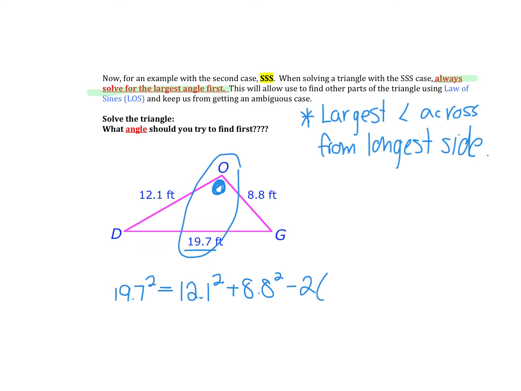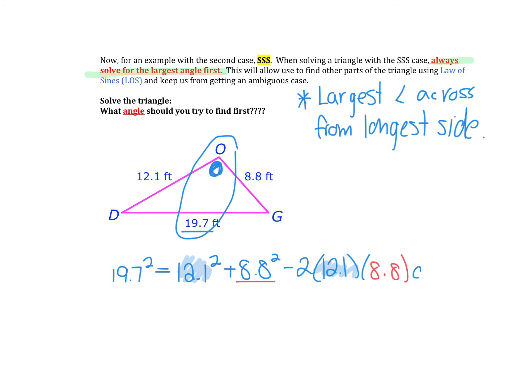minus 2 times. Now at this point, my eyes are looking back to over here. What number was here? I'm going to place it in there as well. So it's going to be 12.1 times. Now my eyes are looking here. What number was in the second number here? 8.8. I'm going to write 8.8. So I try to just remember the pattern versus trying to remember the formula. And then cosine of, well, if I did 19.7, I have to put the angle that's across from 19.7. It's going to be angle O.